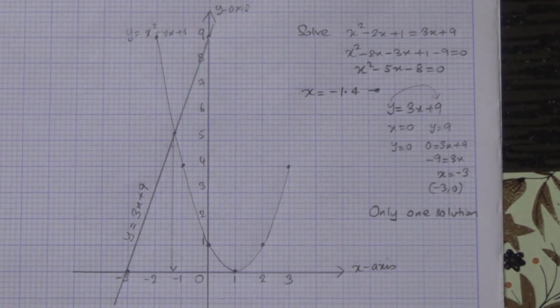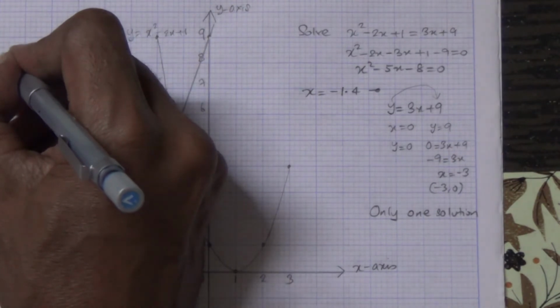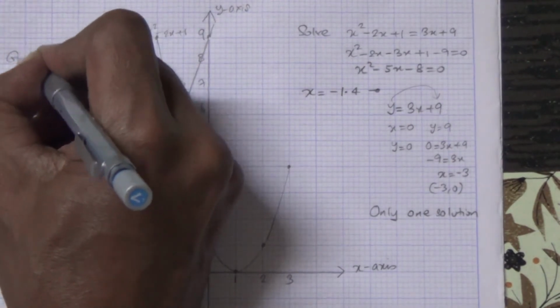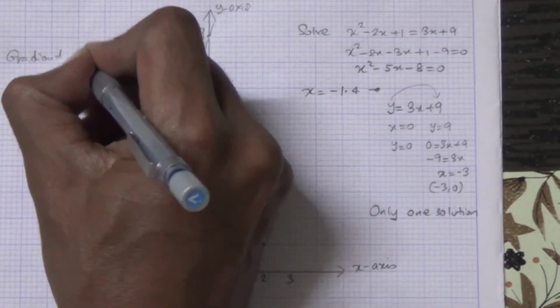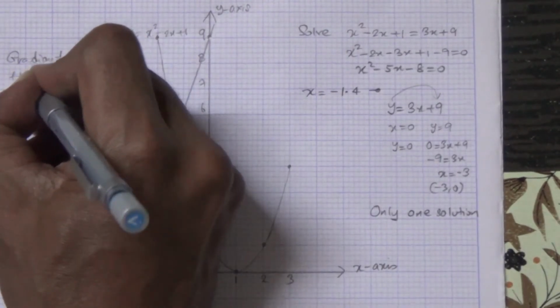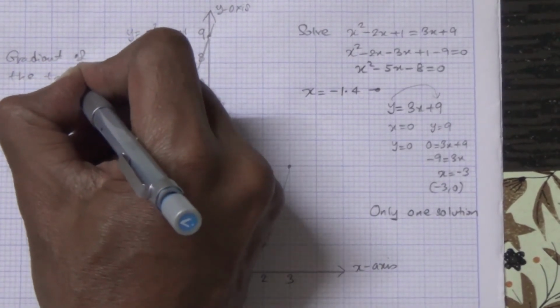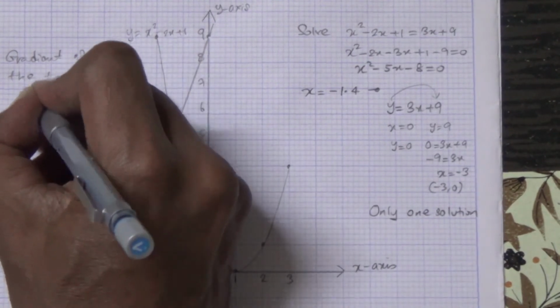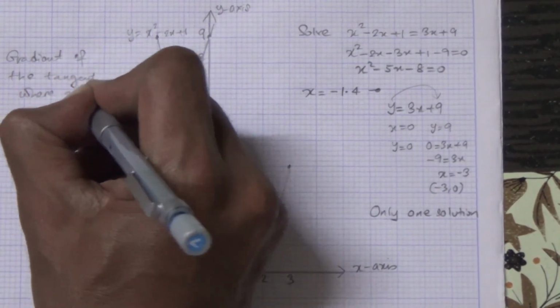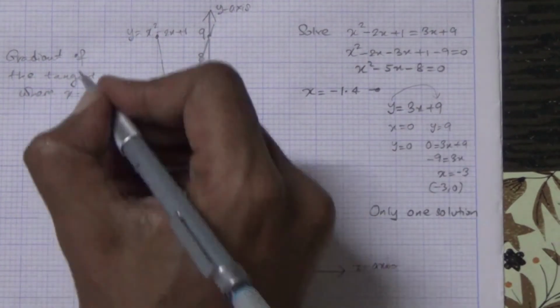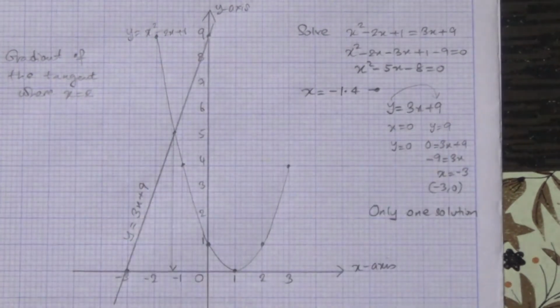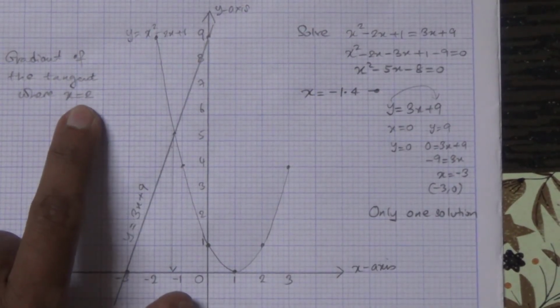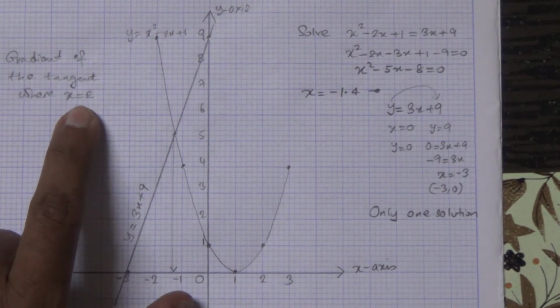Also, we need to find the gradient of the tangent where x is equal to 2. Let me just write this down. They're saying to us, find the gradient of the tangent where x is equal to 2. Now you know a tangent is just a straight line, a straight line where x is equal to 2.